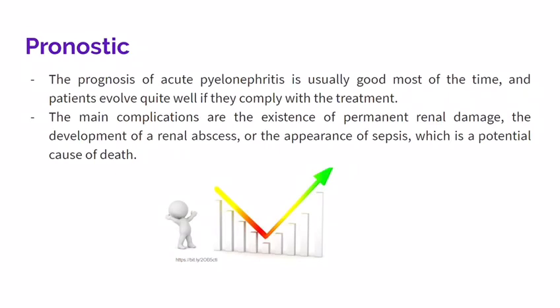The prognosis of acute pyelonephritis is usually good most of the time, and patients evolve quite well if they complete the treatment. The main complications are the existence of permanent renal damage, the development of a renal abscess, and the appearance of sepsis, which is a potential cause of death.